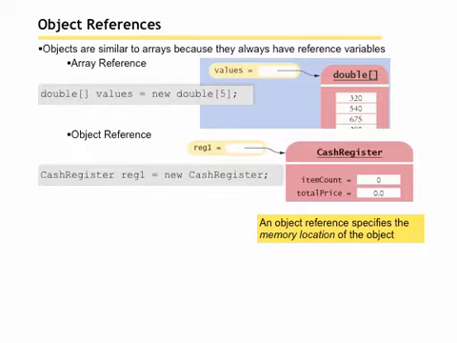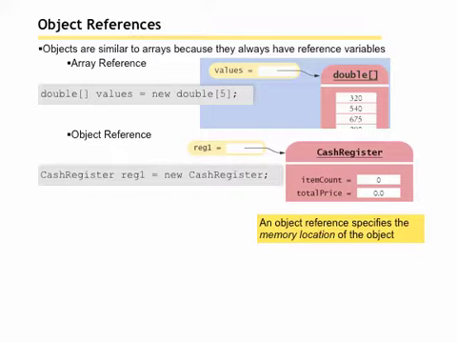So, object references. When you create an array, for example, double[] values = new double[5], that creates an array of 5 double values. What's stored in the name values is the address of where that array is, not the array itself, but the address of the first element in the array.